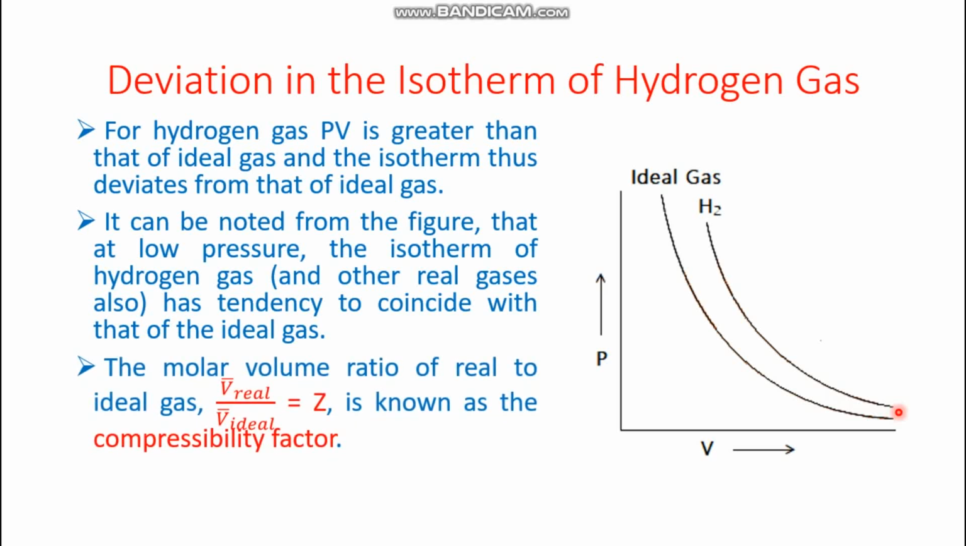The ratio of the molar volume of a real gas to the molar volume of an ideal gas is denoted as Z, and Z is known as the compressibility factor.